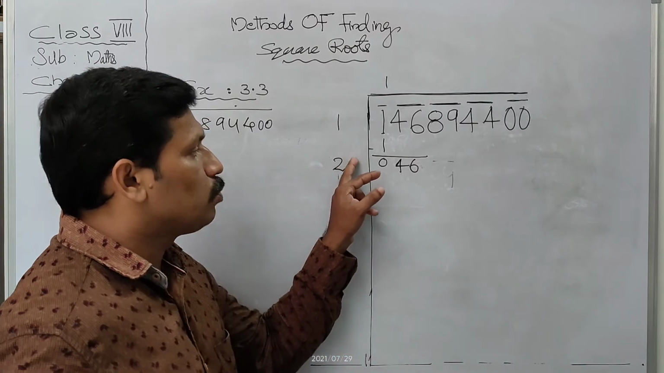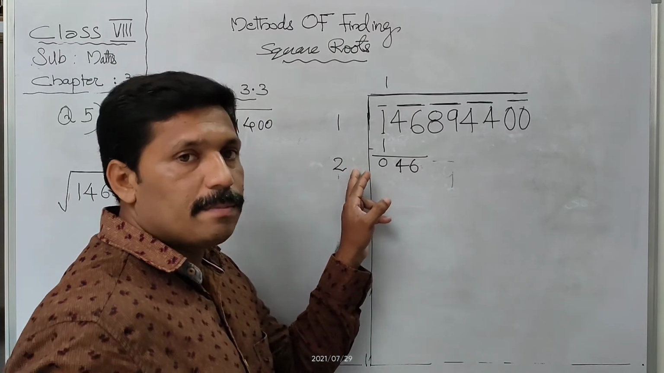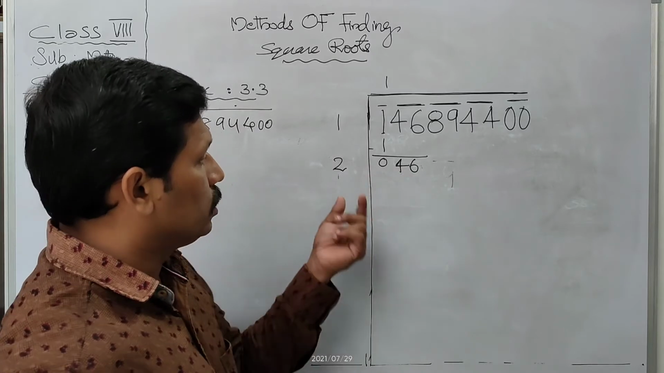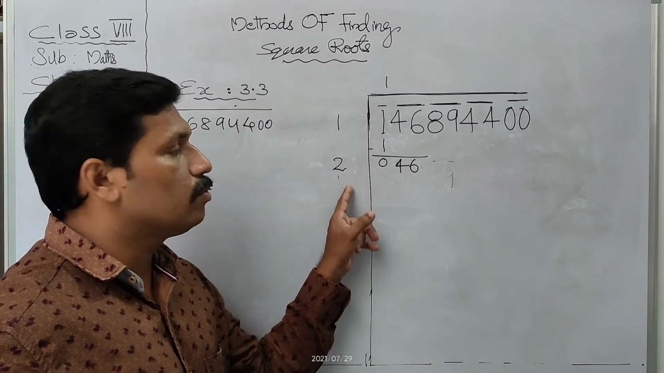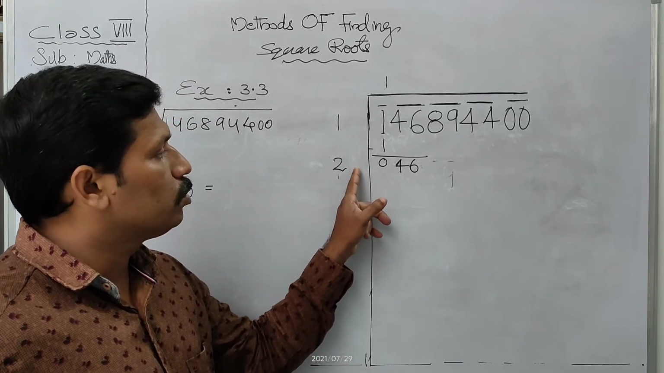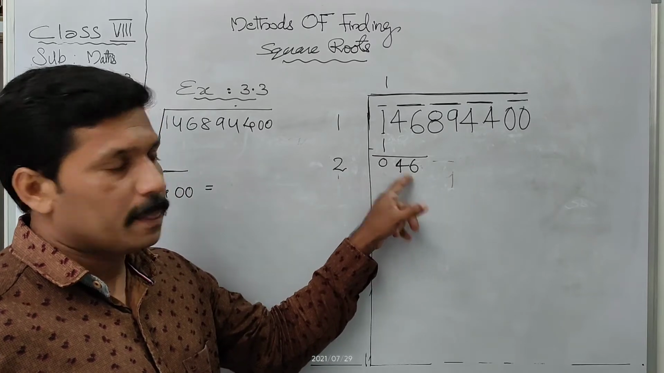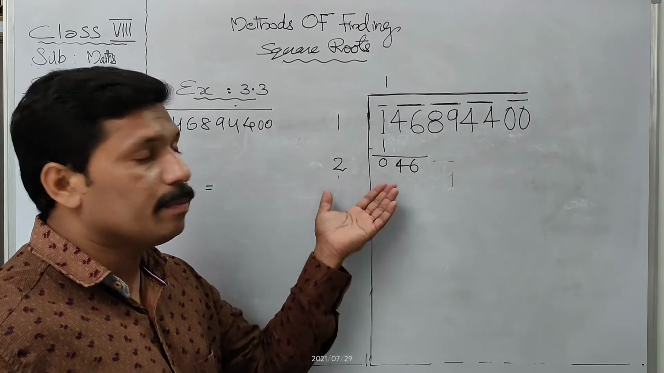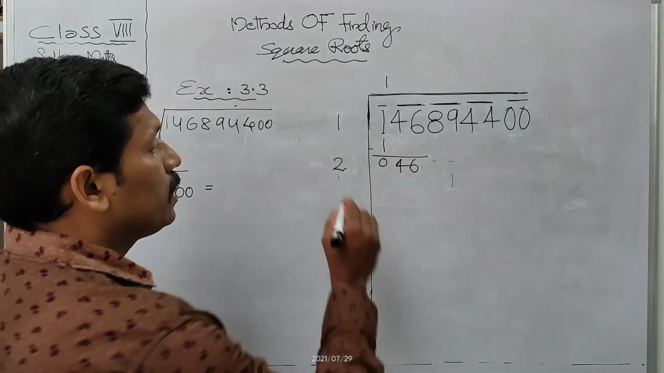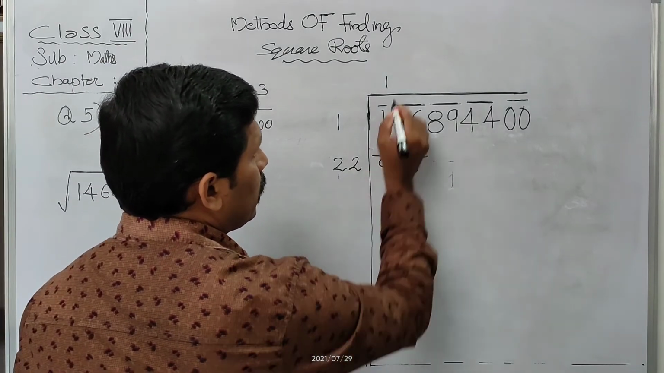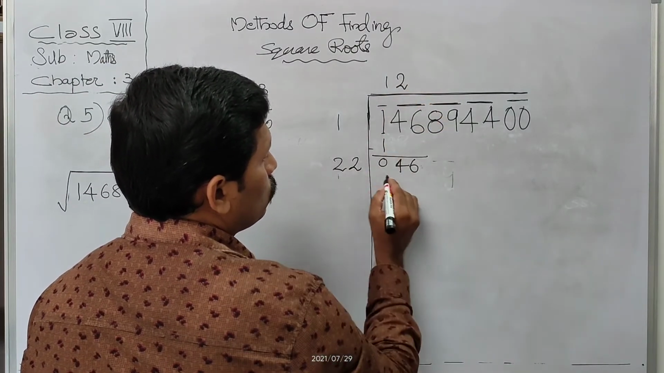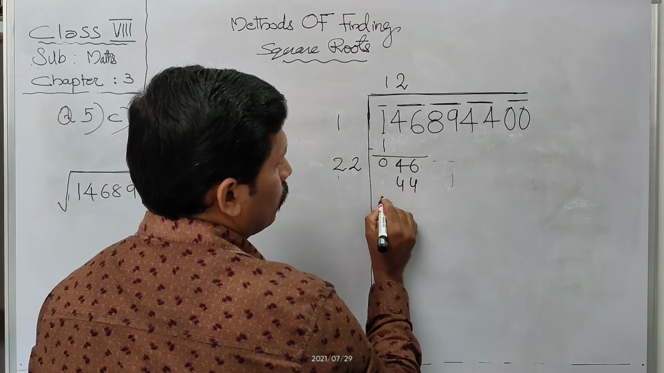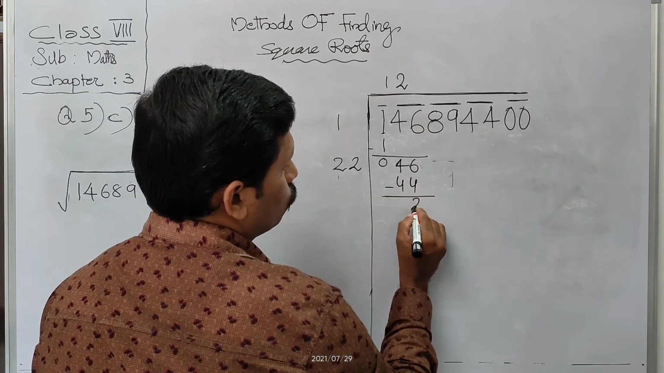Here we replace 1 digit. So when we multiply by that digit, it will be equal to 46. Suppose if we take 1 here, 21 into 1, 21. If we take 2 here, 22 into 2, 44. If we take 3 here, 23 into 3, that will be more than 46. So we take a 2. Here at that end, here also 2. 2 into 22, 44. Subtract, remainder 2.